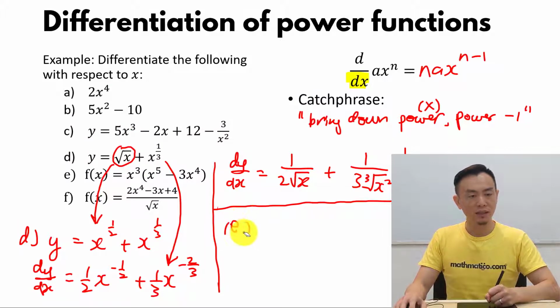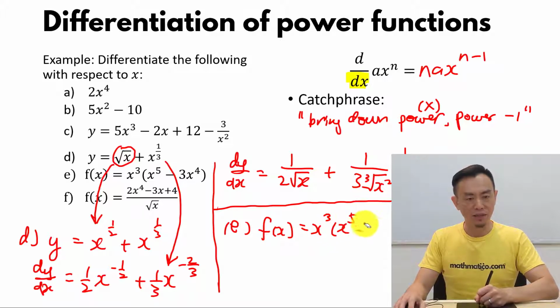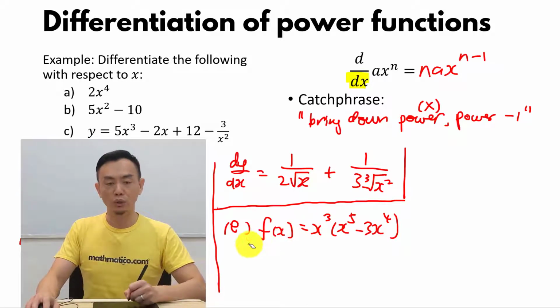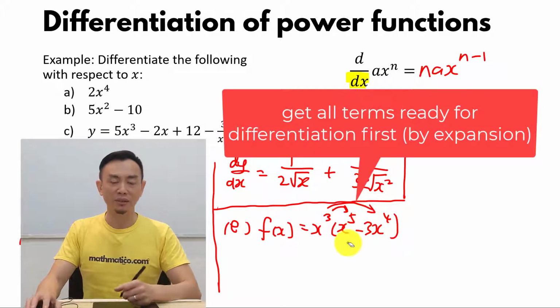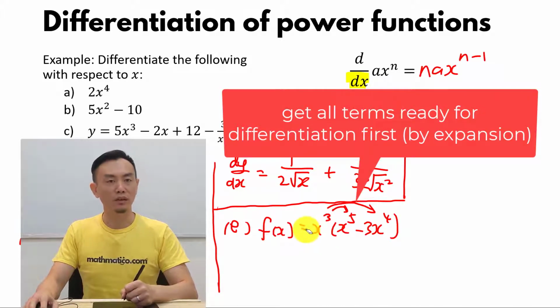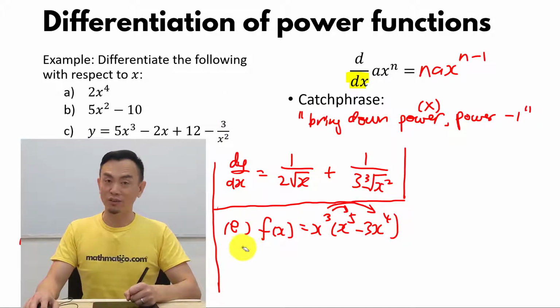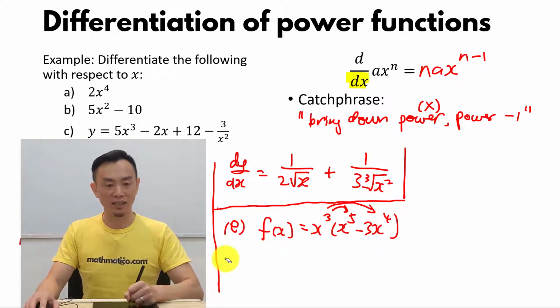Okay, part E, we have f(x). So this is a different notation again. f(x) is equals to x cubed times (x^5 minus 3x^4). Okay, so this requires you to do a bit of multiplication first. Okay, we multiply in, then our job will be a lot easier. Though we can of course do product rule, which is something that I'll teach later. Watch out for that video. But even though I know how to do product rule, I'll still multiply out because it's a lot easier.